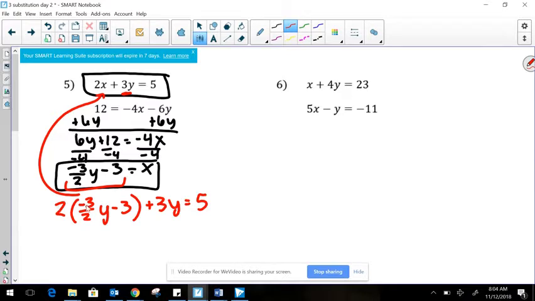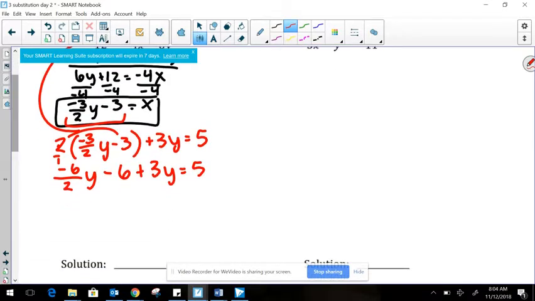Okay, so 2 times negative 3 over 2. I'm doing top times top. So I have negative 6. And then bottom times bottom would be 2. Then I have 2 times negative 3 would be negative 6. Plus 3y equals 5. Okay, let's reduce a little bit here. Okay, so negative 6 over 2 would be negative 3y. Everything else stays the same.